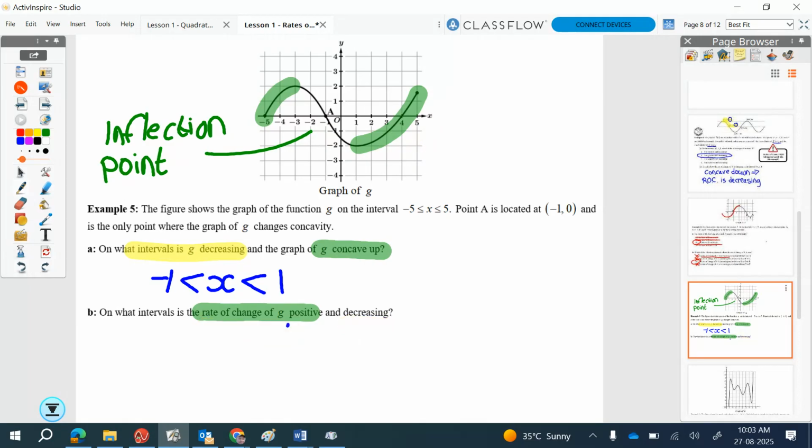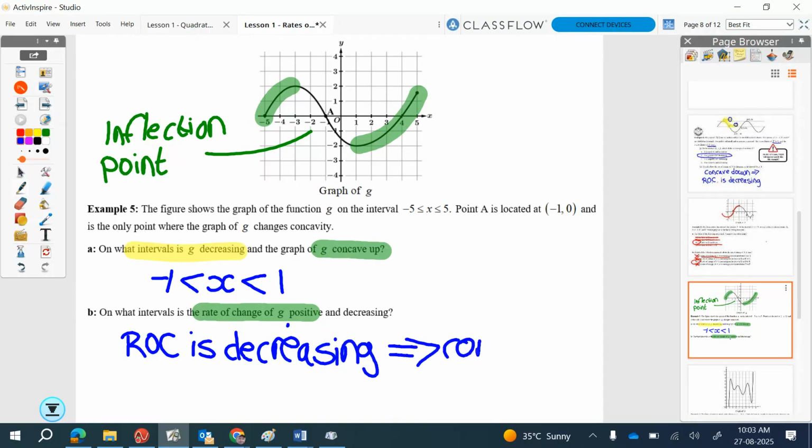All right, we're right up to here. So the rate of change is decreasing, means it's concave down. Let me write it on the board. Rate of change is decreasing implies concave down.